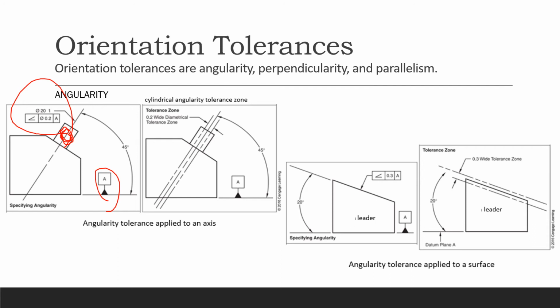Now here, angularity tolerance surface. Here is the surface. That surface is measured from this datum. That is the angularity. That surface is at a 20 degree angle from this datum, which is your horizontal plane, and it should go only 0.3. I think now you know how to read it.